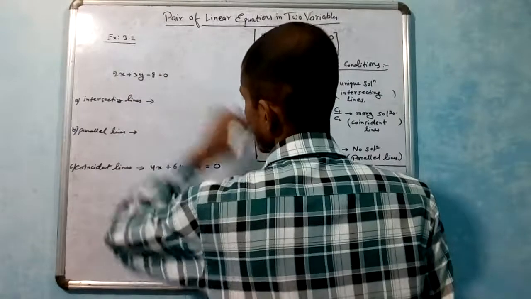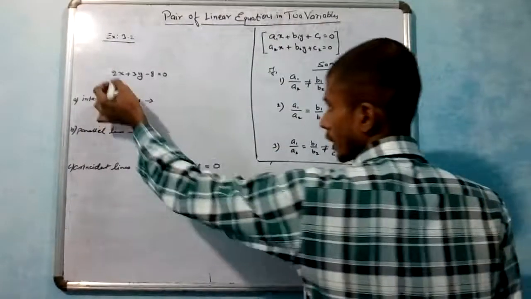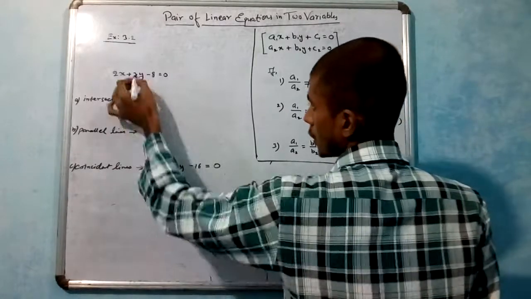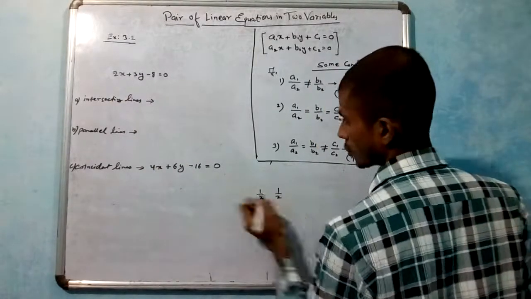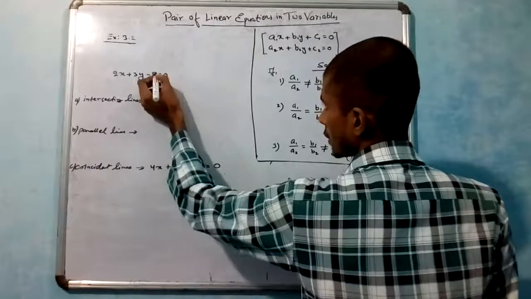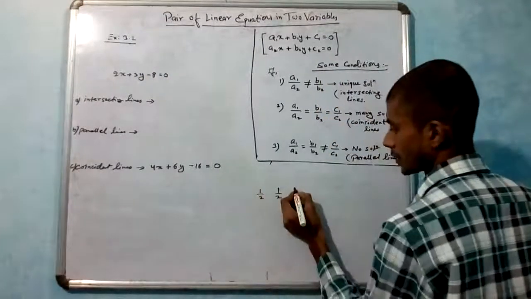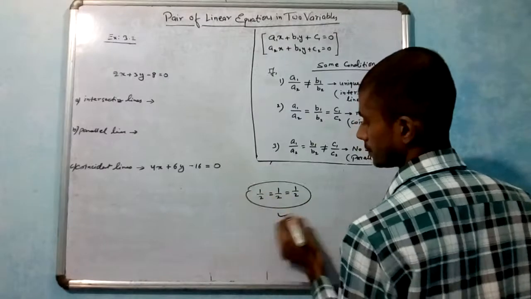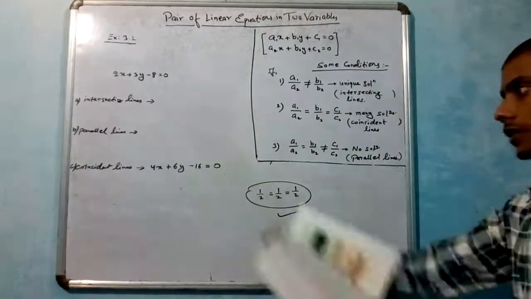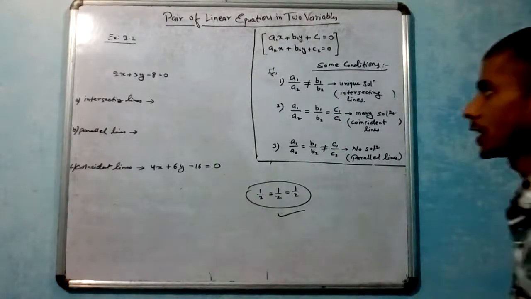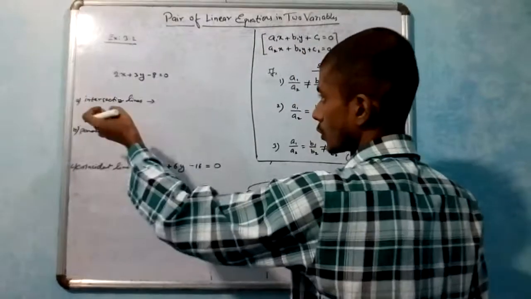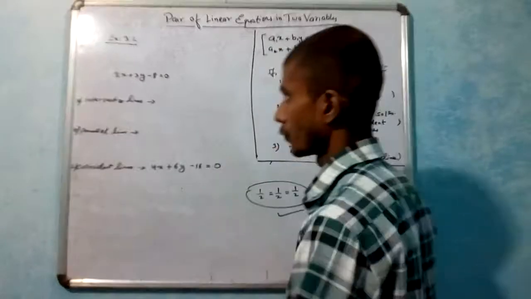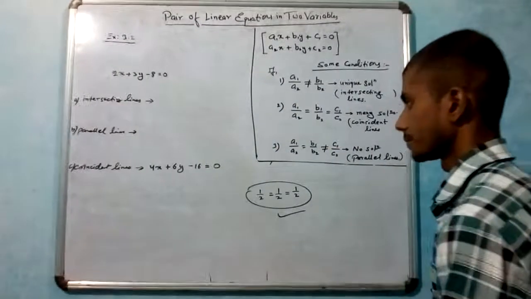Now if you find the ratios, what will happen? 2 by 4 is 1 by 2, 3 by 6 is 1 by 2, and -8 by -16, the minus will get cancelled, 1 by 2. All are equal. So we met the condition. You can multiply both sides with any constant value: -1, or -2, or 2, or 4, or 3, anything.